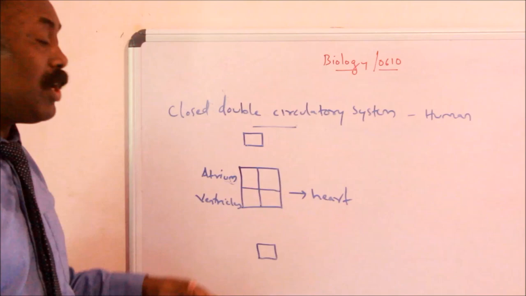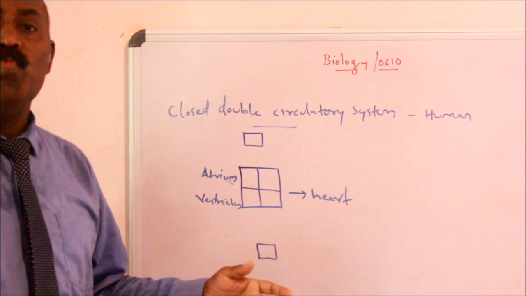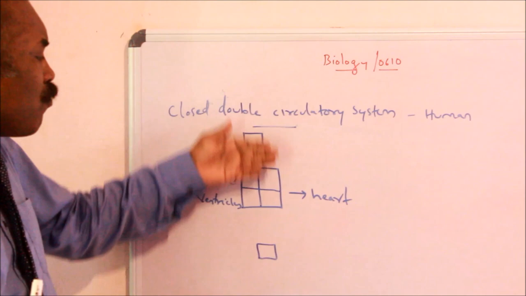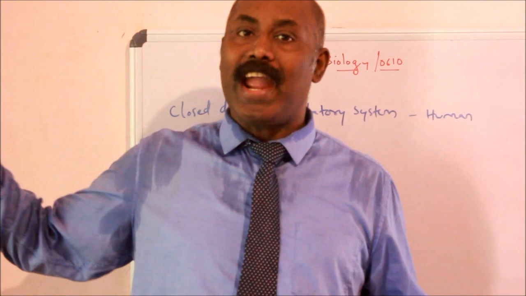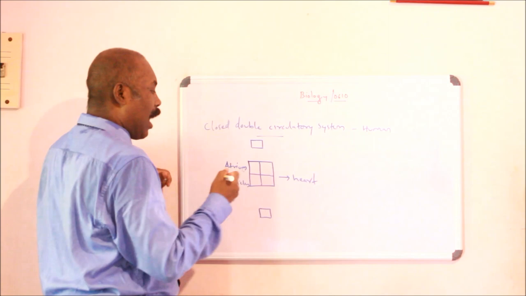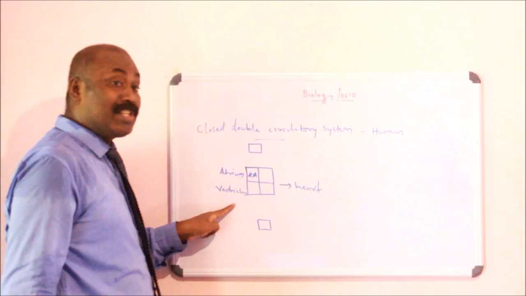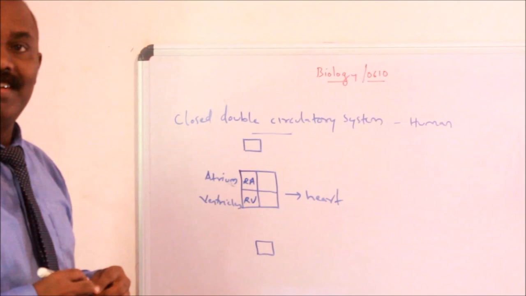Then the next thing is, we want to know which is the right and which is the left. This is very, very important. The same way, when you draw on a paper, the labelings. So this is my right hand. On the right side, you have to add right, so that the upper chamber is the atrium, you can write right atrium. The lower chambers are ventricles, so you can write right ventricle. So now you know.